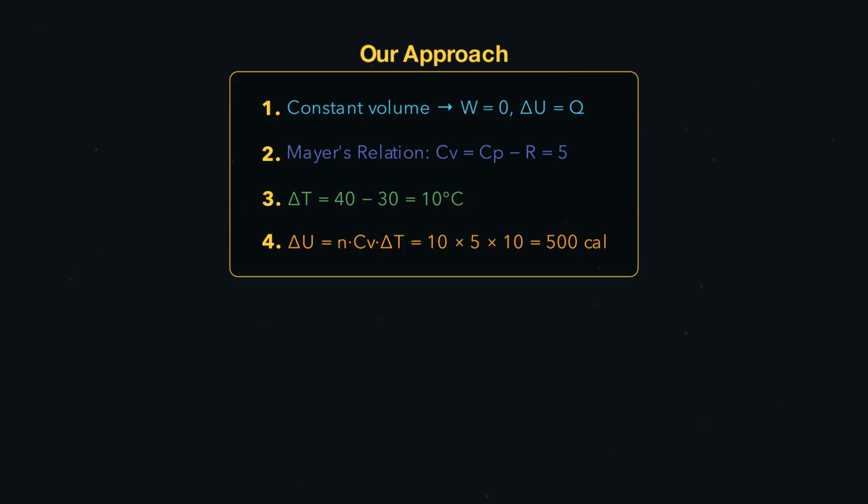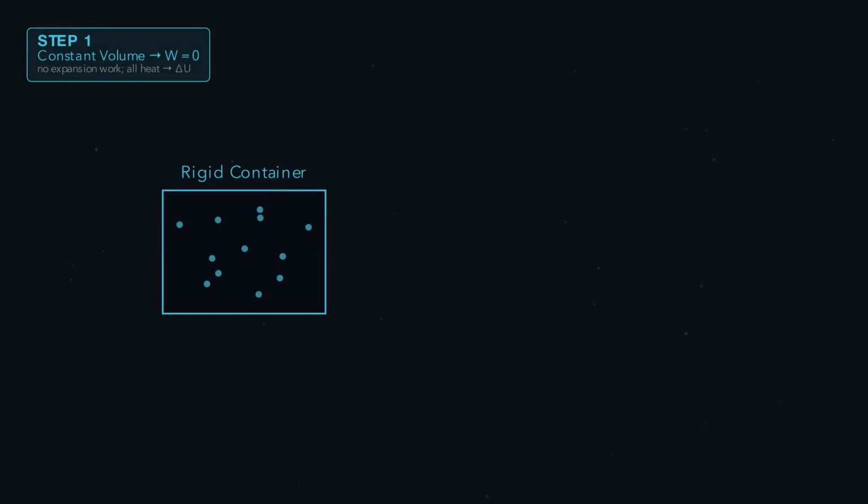First, we'll recognize this is a constant volume process, which means no work is done. Then we'll use Mayer's relation, Cp minus Cv equals R, to extract Cv from the given Cp. Finally, we'll apply the internal energy formula and calculate the answer.